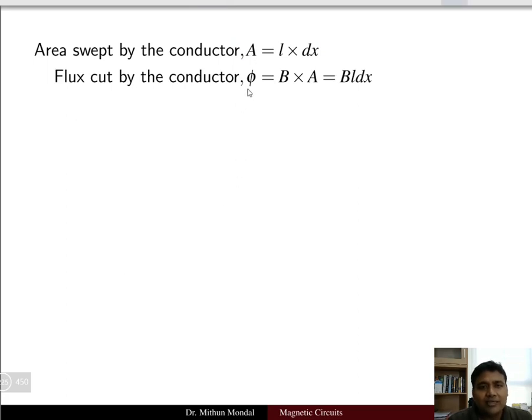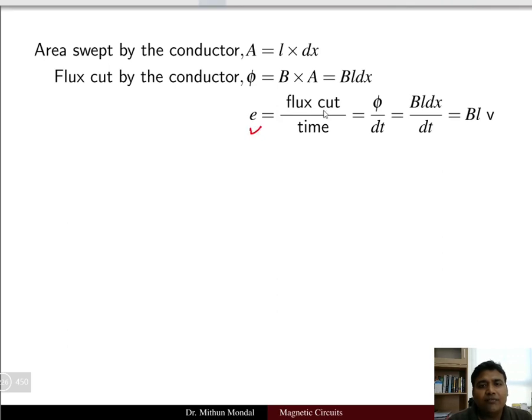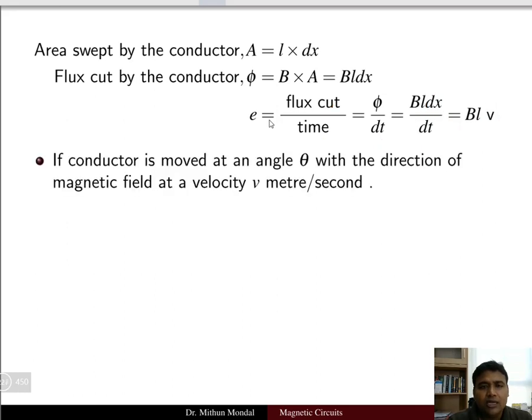Then the flux set up by the conductor, phi, is basically B into A, that is magnetic flux density into the area of the conductor. If you substitute the area to be L dx here, then you are getting BL dx, right? Now we know that EMF is basically flux cut by time. So put the value of the flux, that is BL dx, and dt with respect to time, and we know that the rate of change of the distance will give you the velocity. So velocity will be substituted here. So BLV you are getting for the induced EMF.